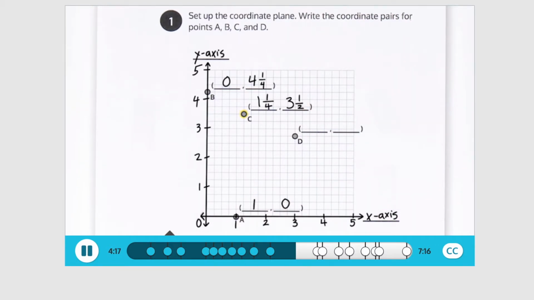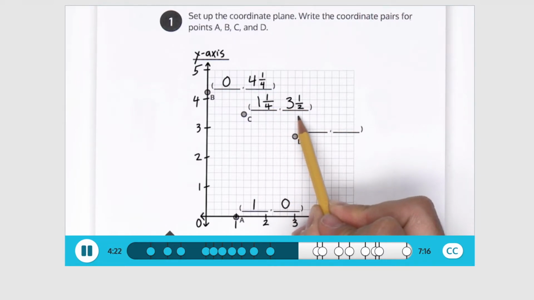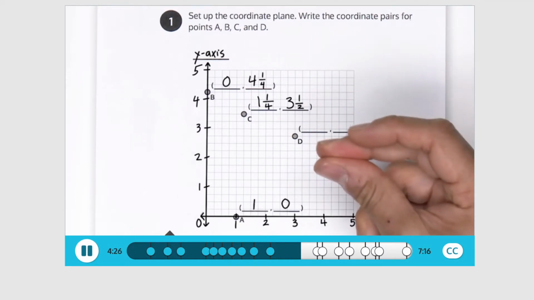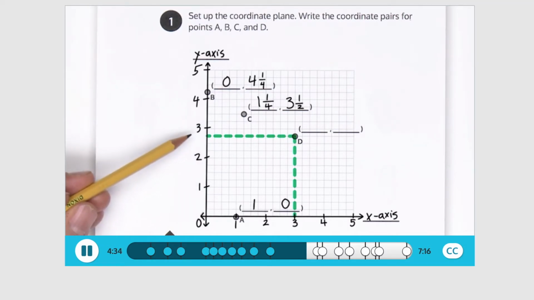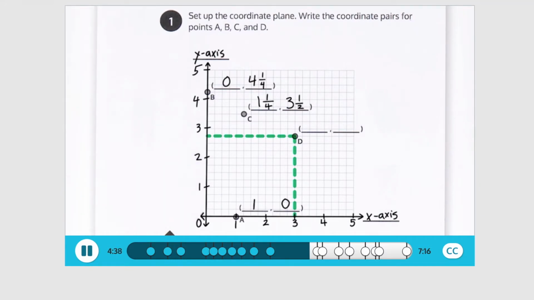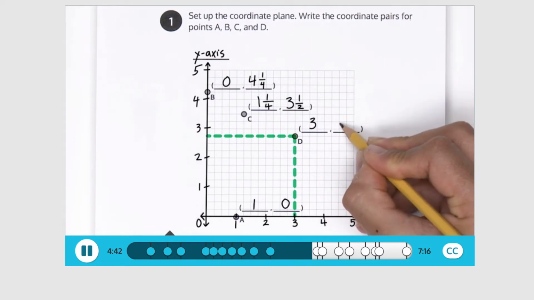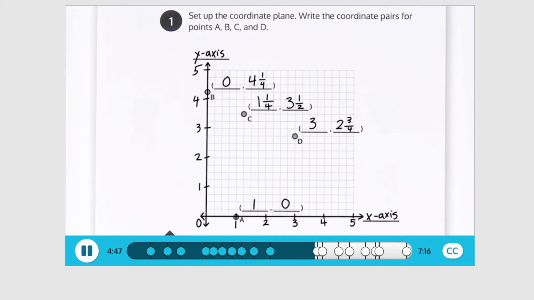So, point C is at 1 1/4, comma, 3 1/2. Now, let's look at point D. We can see that the x-coordinate for point D is 3, and the y-coordinate for point D is 2 3/4. So, the coordinate pair is 3, comma, 2 3/4. Check your work.